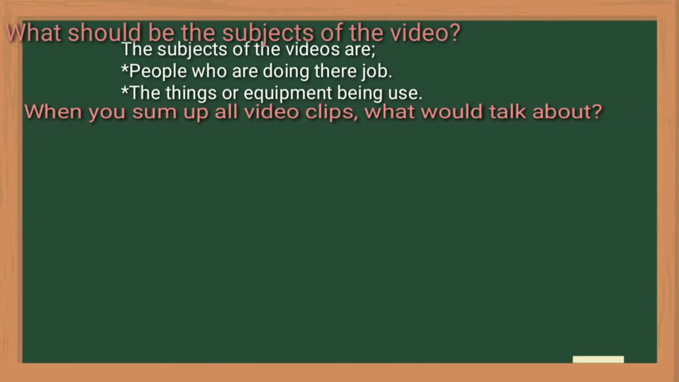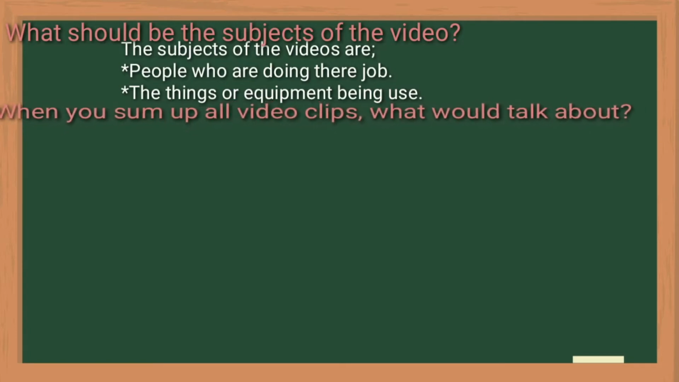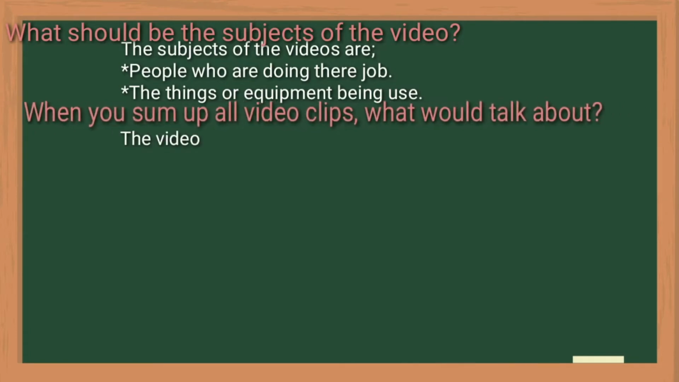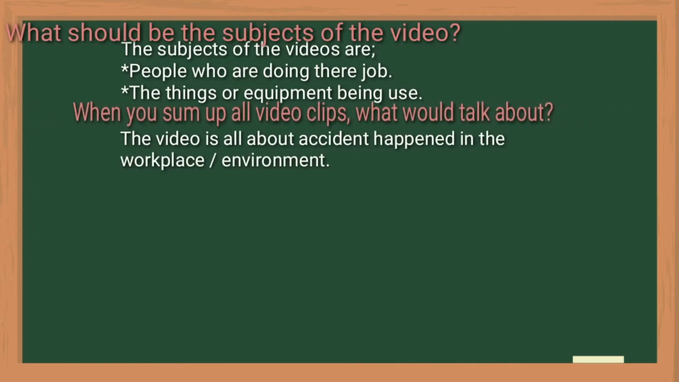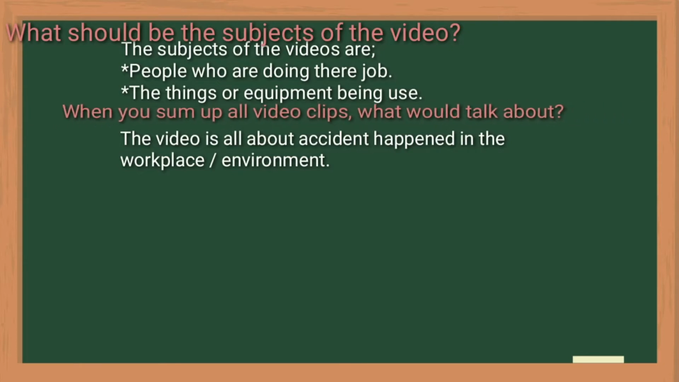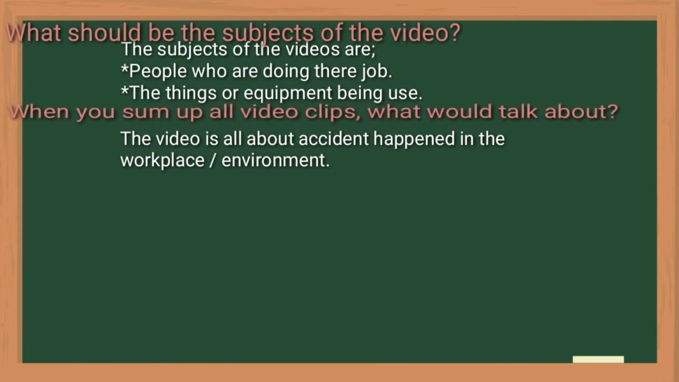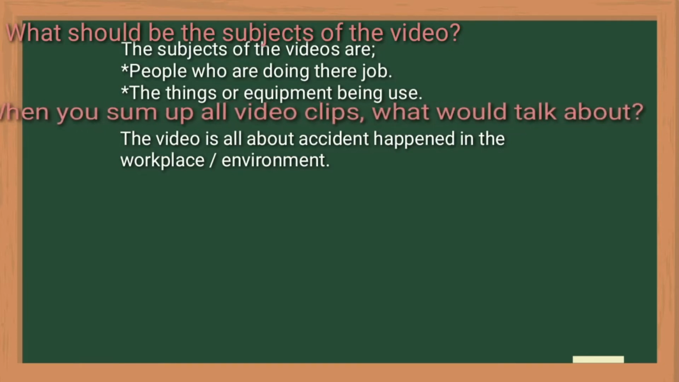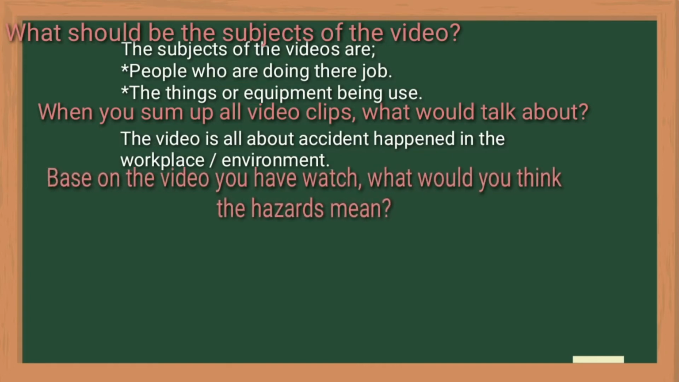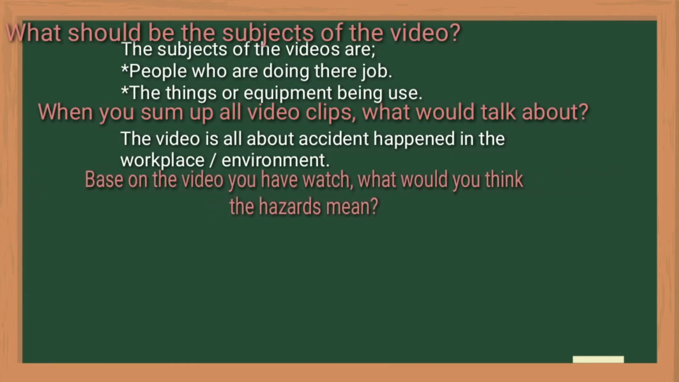Next, when you sum up all the video clips, what would it talk about? The video is all about accidents that happen in the workplace or environment. Say for example, the dump truck accident happening in the streets, the explosion of electricity at the workstation or power station, and third, a collapse at the construction field.